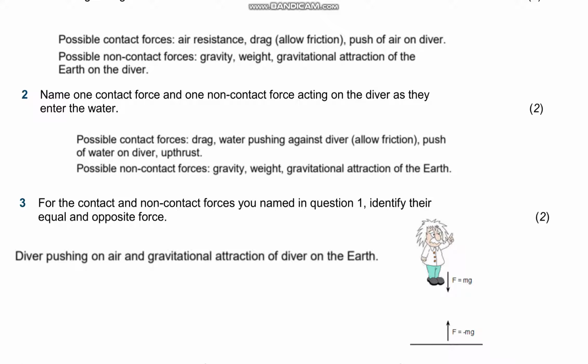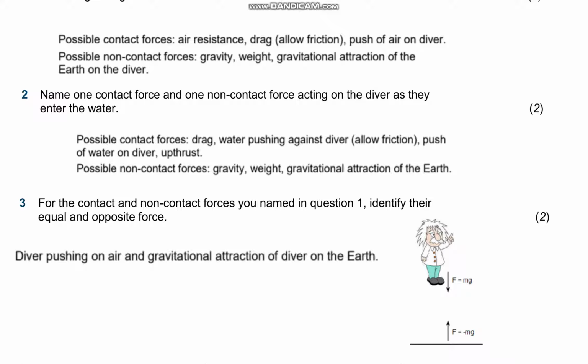And here's where it gets a bit weird. Gravitational attraction of diver on the Earth. I've put a little diagram here. You can see the little cartoon character of Einstein there, and a force pulling him downwards towards the ground, labelled as F equals mg. That is the equation: force pulling him down is equal to mass times gravity. So that's his mass times the acceleration due to gravity from the Earth, which is about 10 meters per second squared.